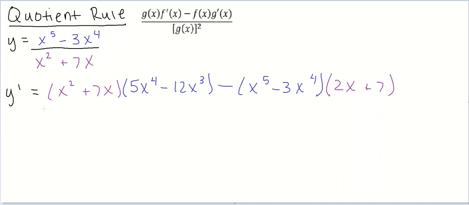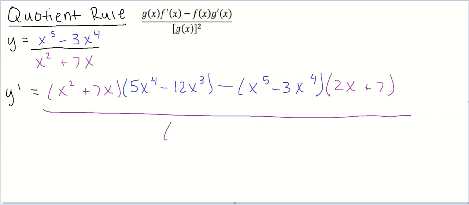And now the formula says that this all gets divided by the bottom squared. So the bottom is x squared plus 7x, and I need to square that whole thing. So again, notice that I put the bottom in parentheses and squared the whole thing. Please don't just put a squared on each term individually. Use parentheses and square the whole thing. A very common mistake.